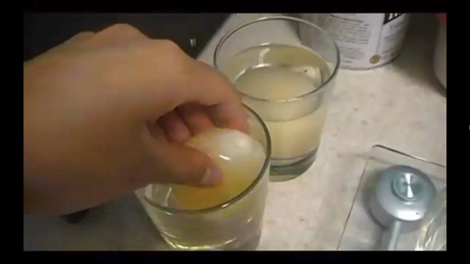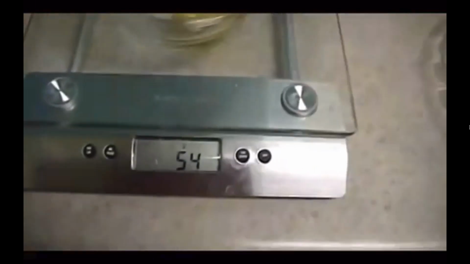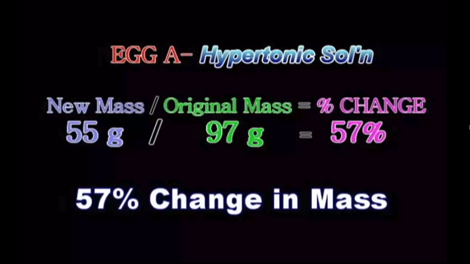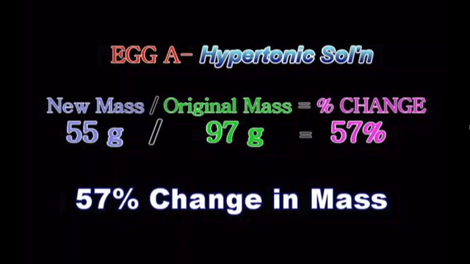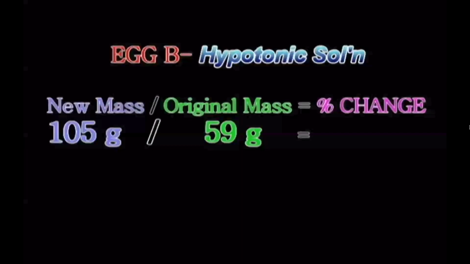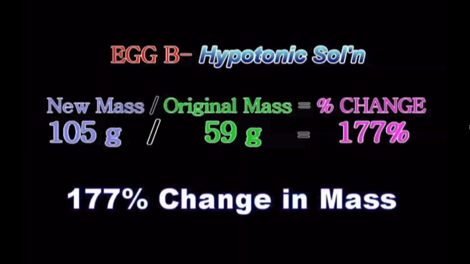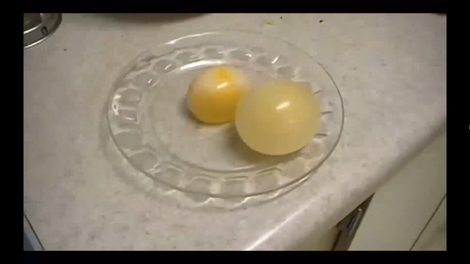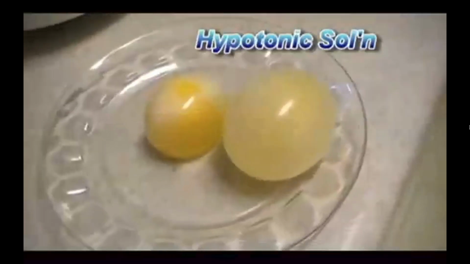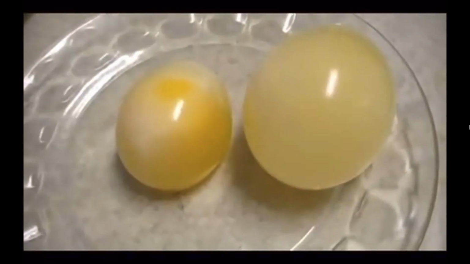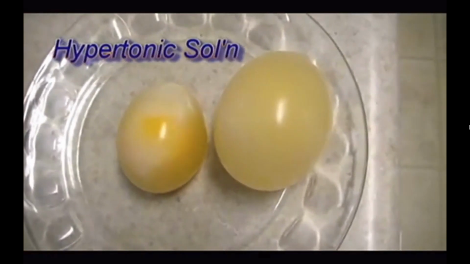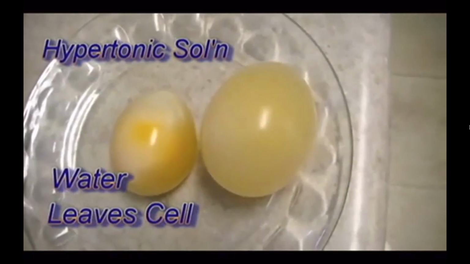The masses must be different again. Egg A went from 97 grams to 55 grams. Egg A has decreased to 57% of its original weight. Egg B went from 59 grams to a whopping 105 grams. Egg B has increased in weight to 177%. From this experiment, we can definitely conclude that when a cell is in a hypotonic solution, like water, water enters a cell. On the other hand, when a cell is in a hypertonic solution, like corn syrup, or more realistically salt water, water will leave the cell.